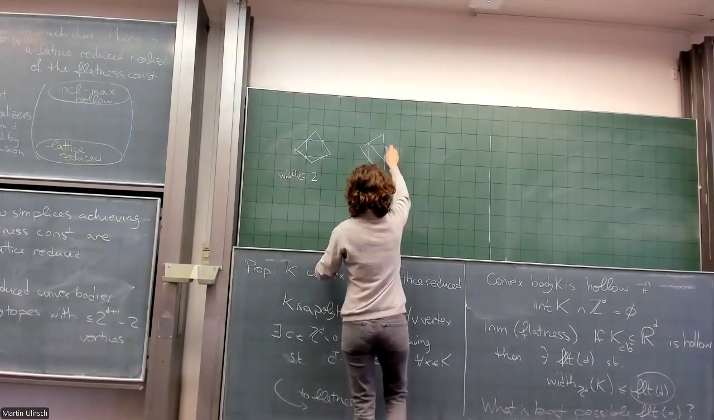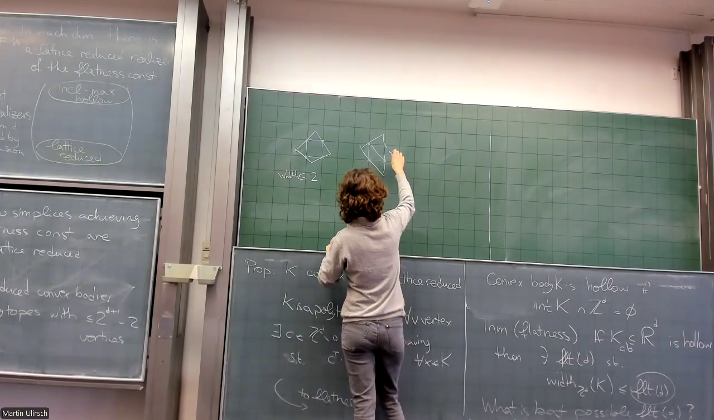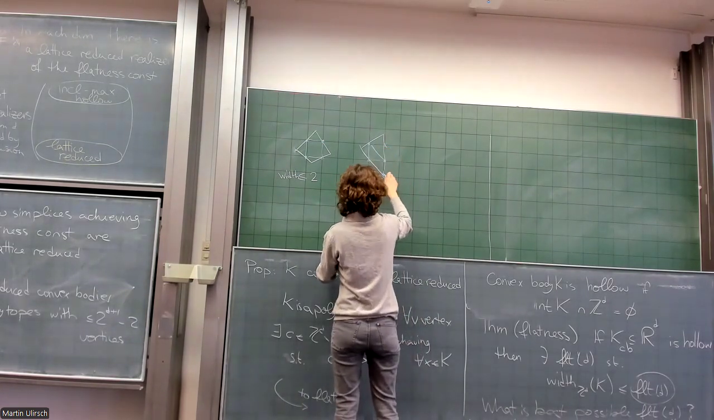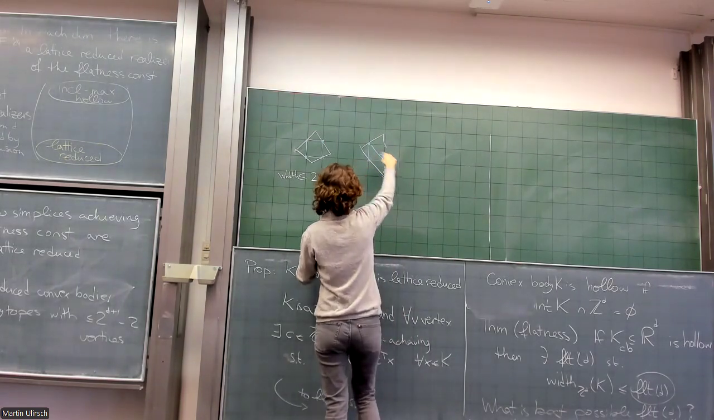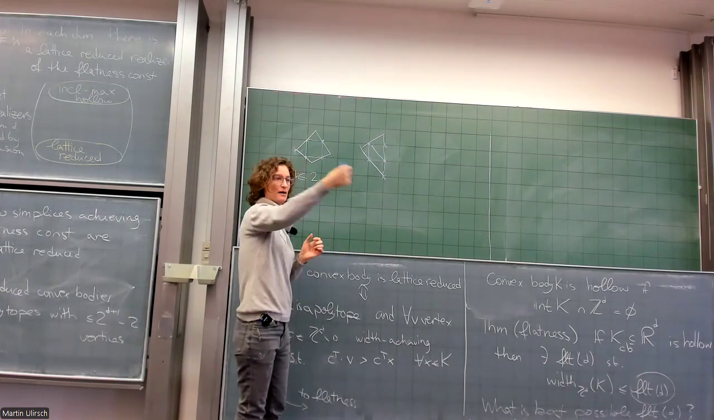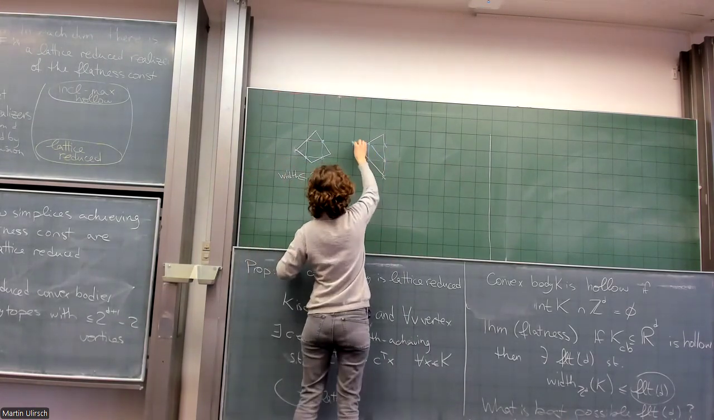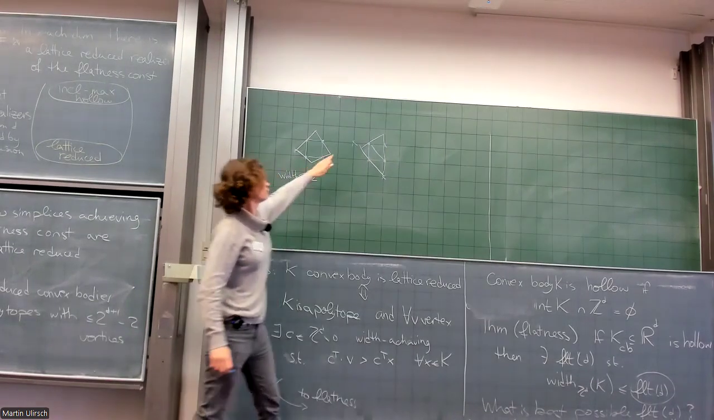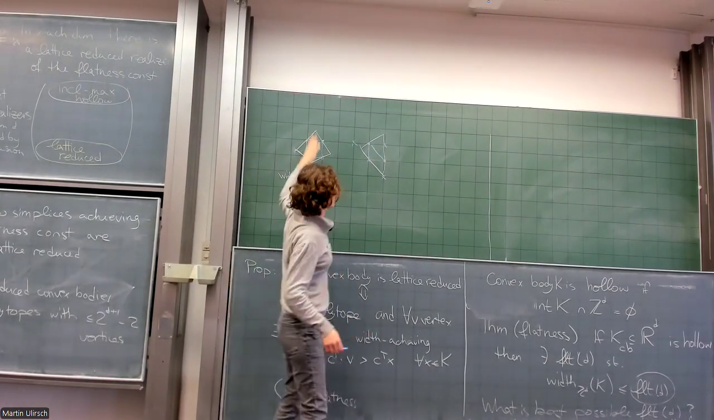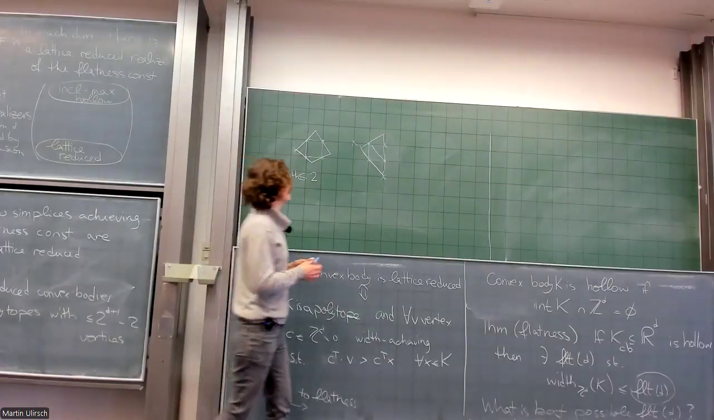You need to say, if you're hollow, then you're avoiding this lattice point, this lattice point, and the lattice points opposite of the opposite edge in your triangle. So on this lattice point, and that's enough. If you can avoid these points, then you're automatically hollow. You don't need to check all the other points.